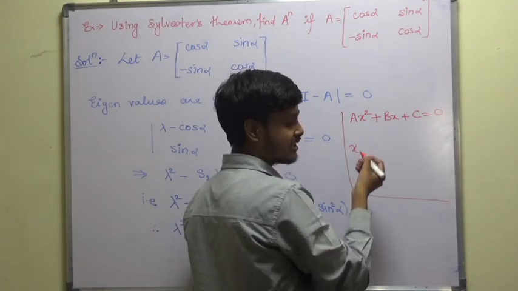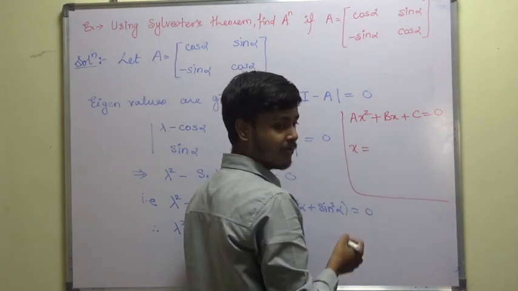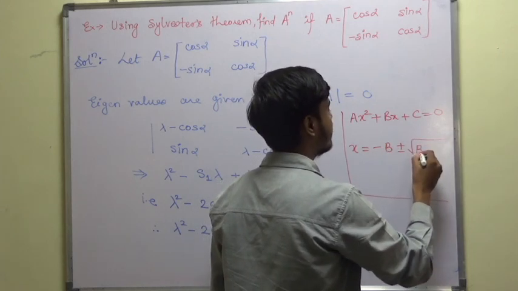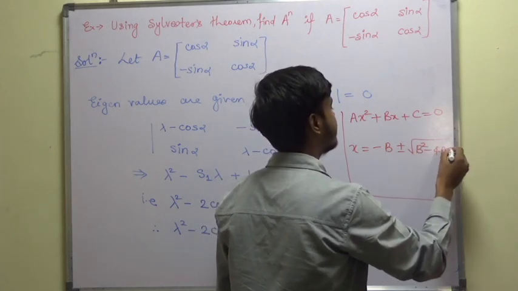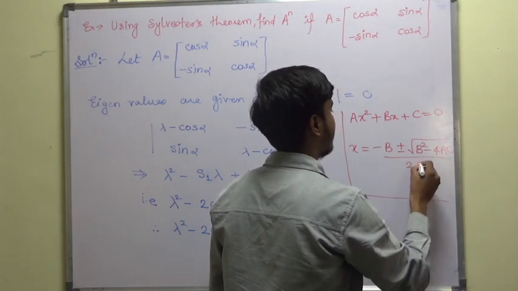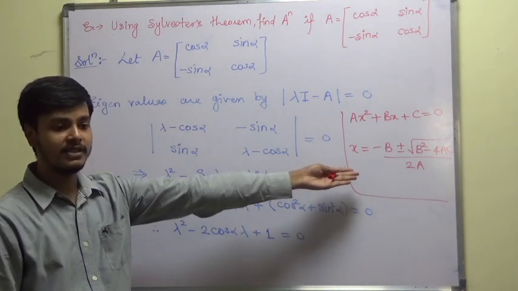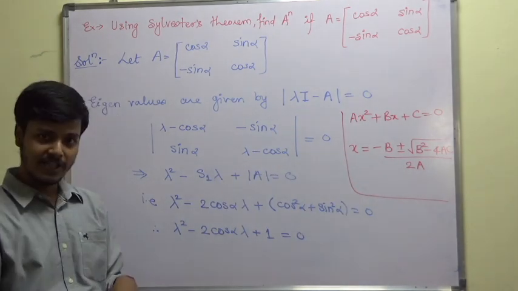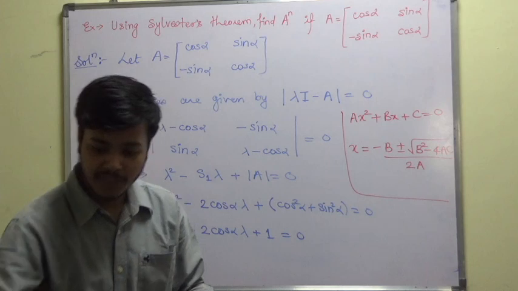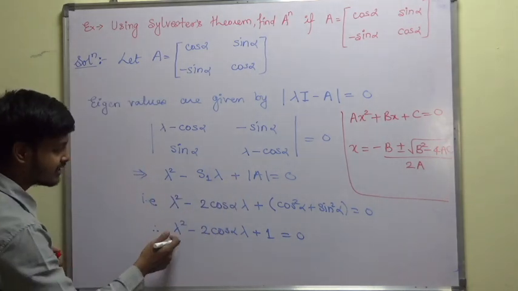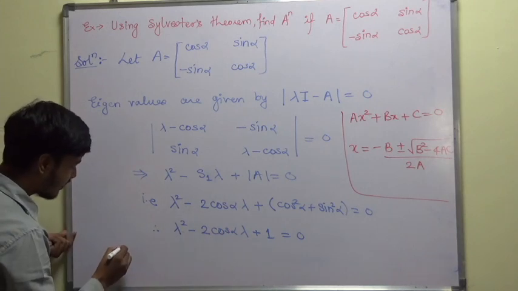You can find out its factor by using the very famous formula x equal to minus b plus minus under root of b square minus 4ac upon twice a. Correct? So we are going to make use of this formula to get the roots of this equation. Can you help me out in finding this? This is in terms of lambda, so I will find out lambda.